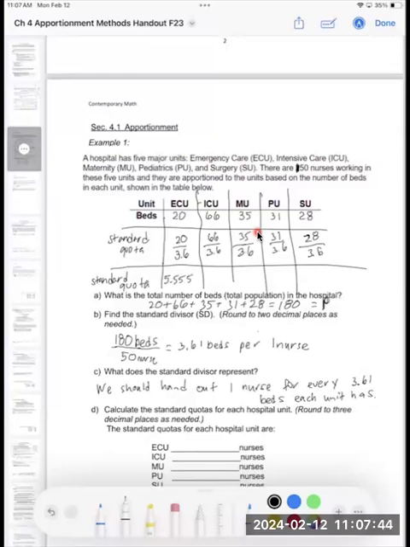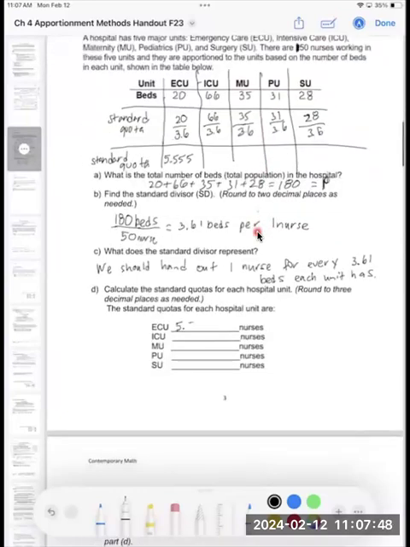So I can put that down there for the ICU. And then I did 66 divided by 3.6, and I got 18.33. And they wanted us to do 3 decimal places. Oh, actually 5.555 should be 5.556, the last decimal should be 6. Okay, and then the next one was 9.722. And then this one I'm doing 31 divided by 3.6, and I got 8.611. And then the last one, 28 divided by 3.6, is 7.778. And you can copy these answers down here.